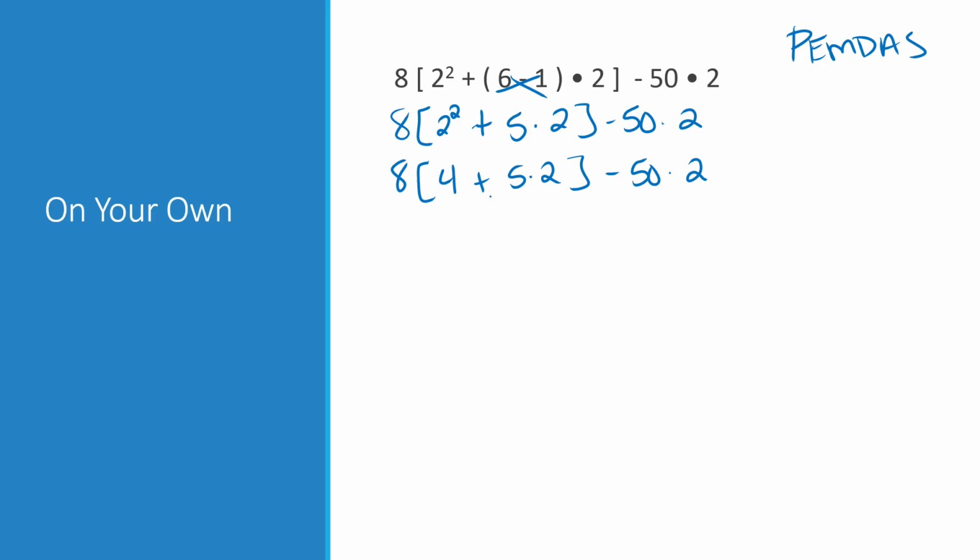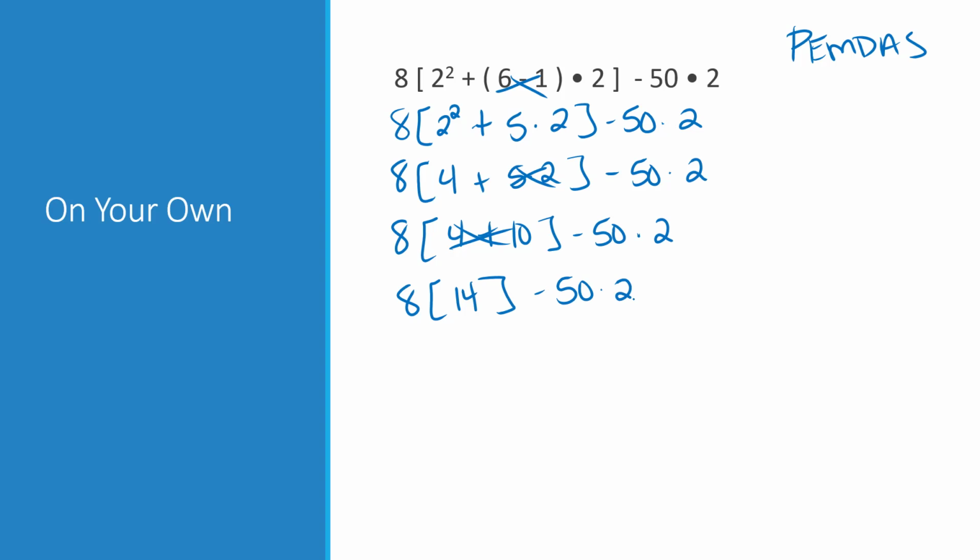Next, I'm going to finish those brackets. I'm still working in there. 4 plus 10, because I'm going to do multiplication next. Now I'm going to add to finish out those brackets, so 4 plus 10 is 14. Now keep in mind what this means. This means 8 times 14. So 8 times 14 gives me 112. I'm going to do my multiplication next. 50 times 2 is going to give me 100. And then 112 minus 100 is going to leave me with 12 as my final answer.